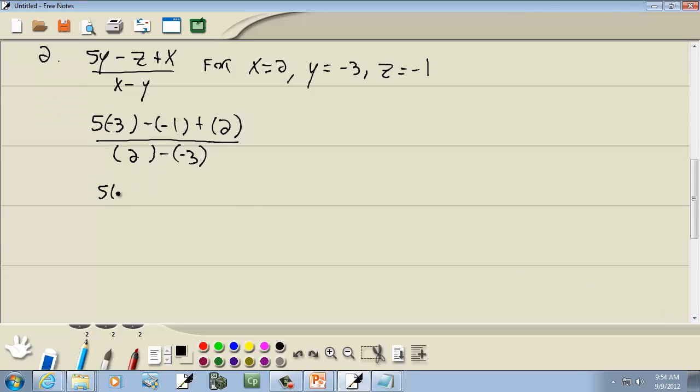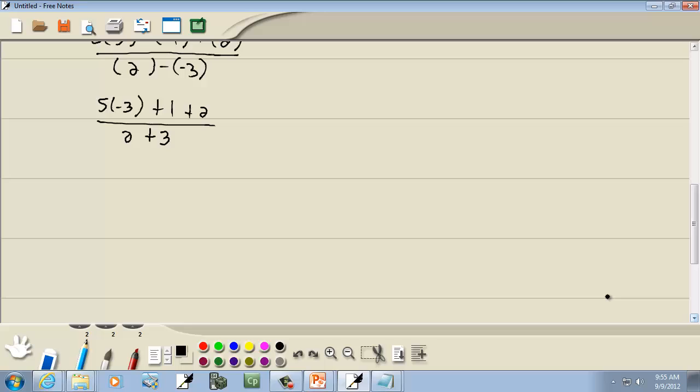Okay, so we've got 5 times negative 3. Remember our shortcuts. Negative parentheses negative becomes a positive. And that last parentheses isn't doing anything, so you can drop it. Down here, the first set of parentheses isn't doing anything. Minus parentheses minus becomes a plus. You apply those anywhere you can before you do anything else. It makes your problem simpler. Up on top, I'll do my order of operations. 5 times negative 3 is negative 15. Plus 1 plus 2. Down below, 2 plus 3 is 5.